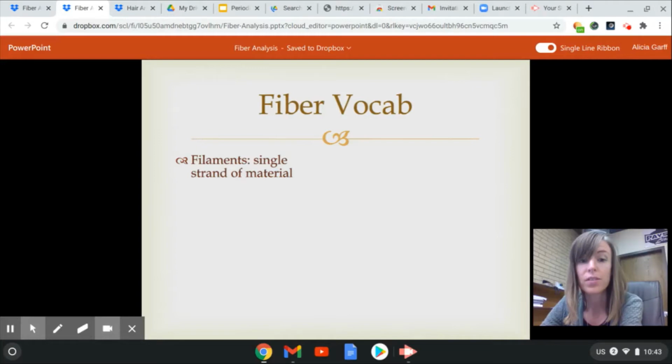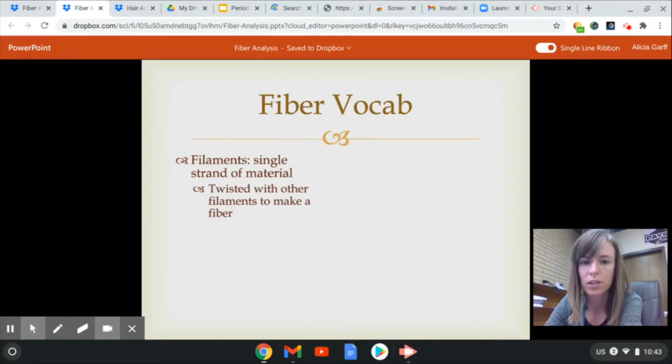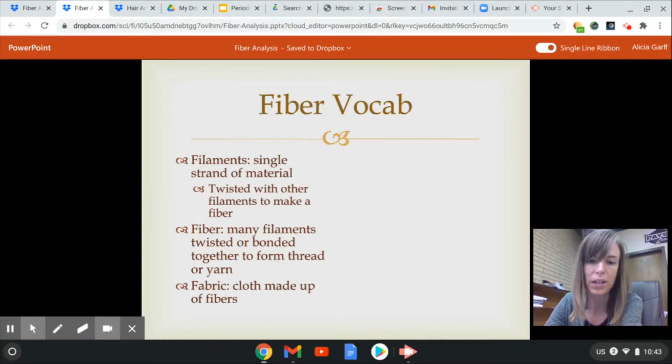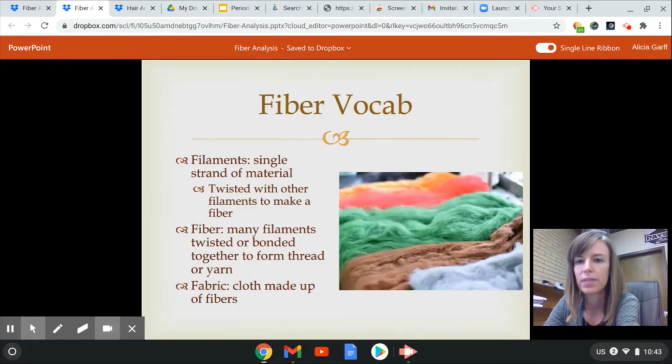First, we have filaments. Oh, and you should be filling out the Google Doc while I'm going over this stuff. So filaments are a single strand of something. So you could have a filament of silk. Fibers are when you twist those filaments together to make thread or yarn. That's forming a fiber. And then, of course, fabric is the fibers usually woven together. And this is actually a picture of some fibers.